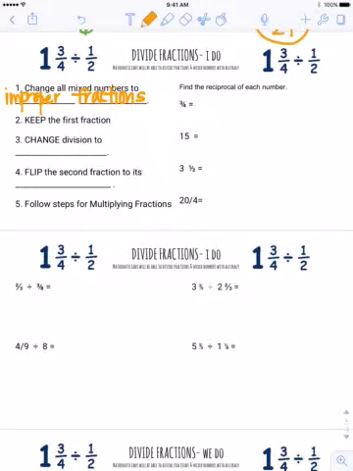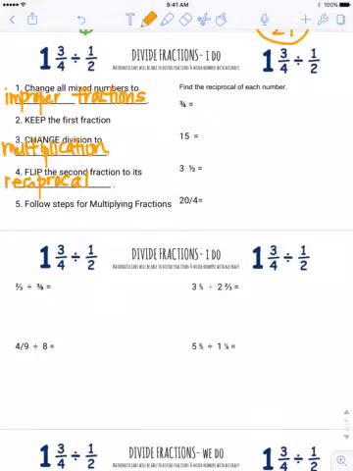The next thing I do is I always keep my first fraction the same no matter what. I change the division sign to multiplication. Write that in. I flip the second fraction, so it's not just called flipping, it's called the reciprocal. And then I follow my steps for multiplying fractions, which is to multiply straight across.